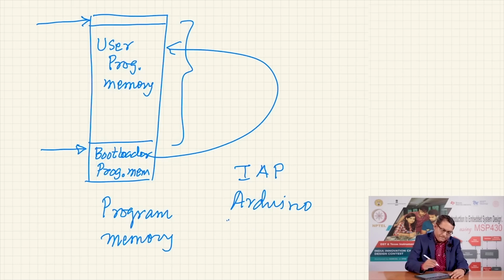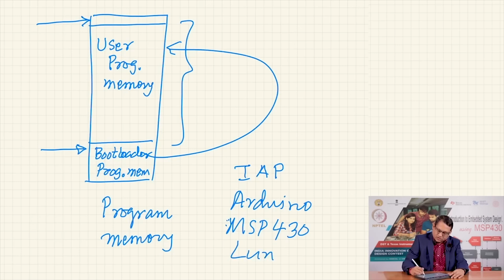and lo and behold, the MSP430 LaunchPad that you all are going to be working with also uses this bootloader method to download code from your PC into the memory of the microcontroller. MSP430 microcontrollers come with a default bootloader program loaded into the memory at manufacture time.